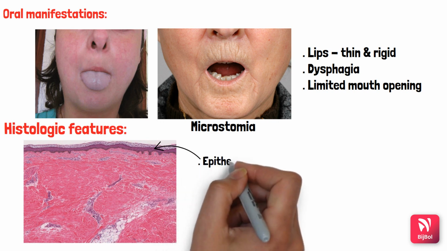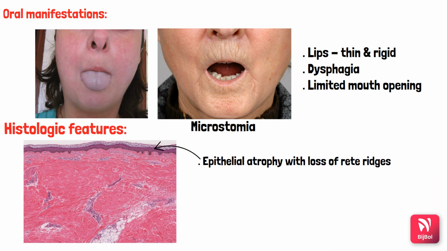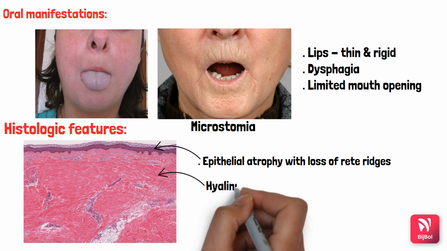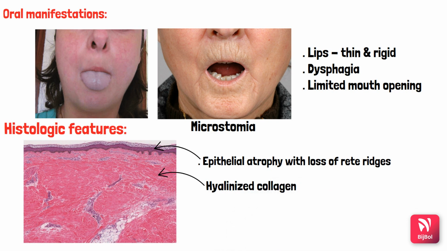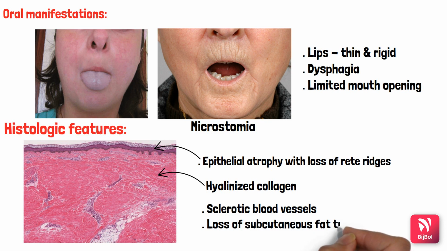As you can see in this microscopic picture, there is a thin layer of epithelium with underlying connective tissue, and because the collagen deposition is so much, it will cause atrophy of the epithelium. So epithelial atrophy with loss of rete ridges will be there, and the underlying connective tissue shows hyalinized collagen. Collagen is present around blood vessels also, right? So sclerotic blood vessels will be seen, and it will compress the subcutaneous fat also, because of which there will be loss of subcutaneous fat tissue. So these are the various histological features seen in scleroderma.